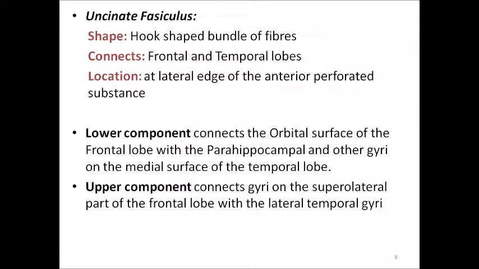Now we are talking about the uncinate fasciculus, which is a hook-shaped bundle of fibers that connects the frontal and the temporal lobes, located at the lateral edge of the anterior perforated substance. It has a lower component and an upper component. The lower component connects the orbital surface of the frontal lobe with parahippocampal and other gyri on the medial surface of the temporal lobe. The upper component connects the gyri on the superior lateral part of the frontal lobe with lateral temporal gyri.